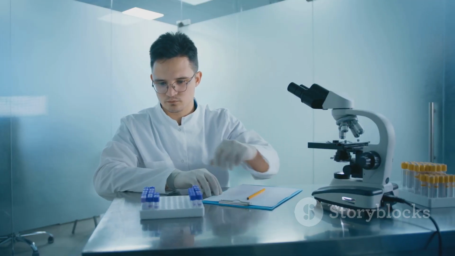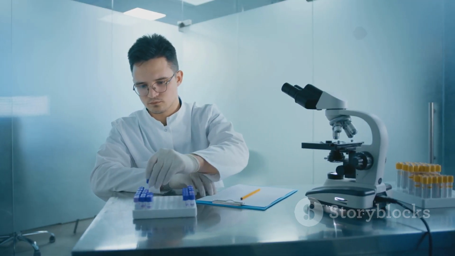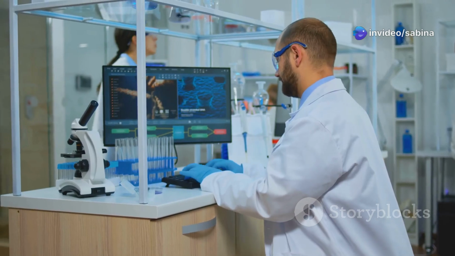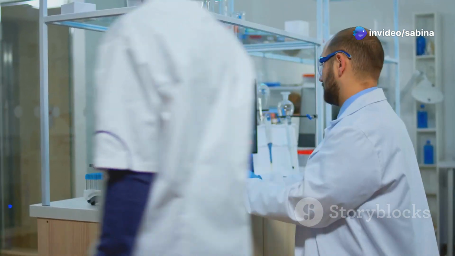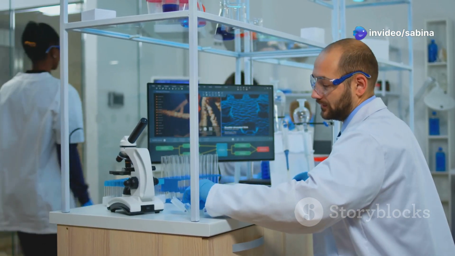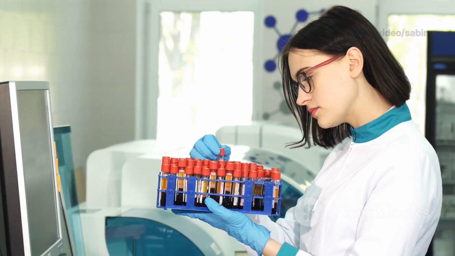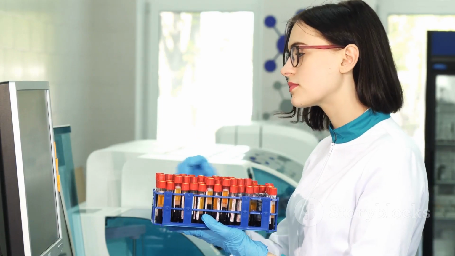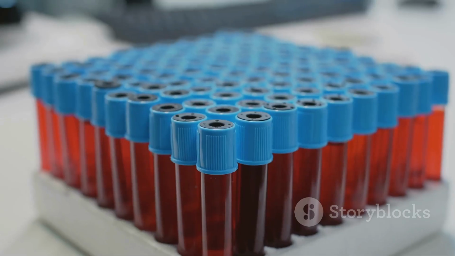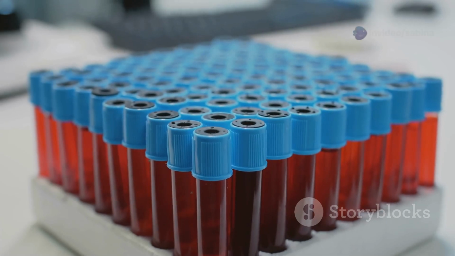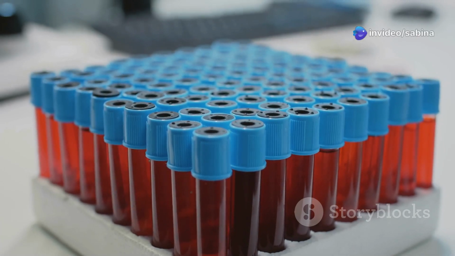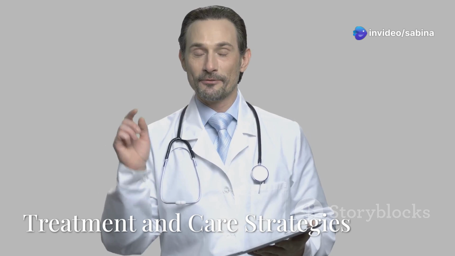Genetic testing is another important tool for diagnosing mitochondrial diseases. It helps identify mutations in mitochondrial DNA or nuclear DNA that could be causing the disease. Biochemical tests can also be helpful in diagnosing mitochondrial diseases. These tests measure the levels of various substances in the blood or urine that can indicate mitochondrial dysfunction.